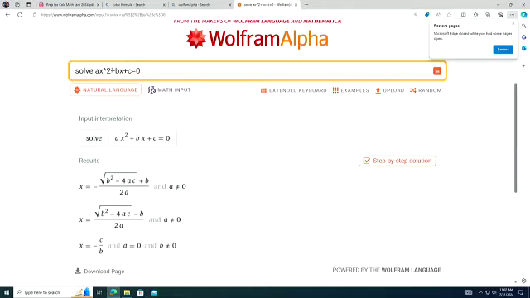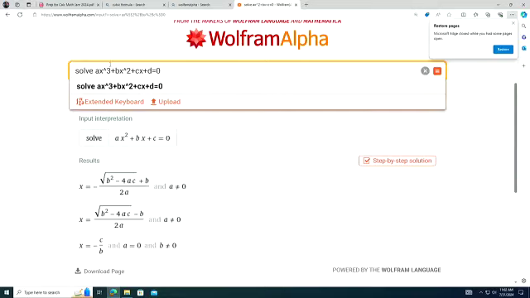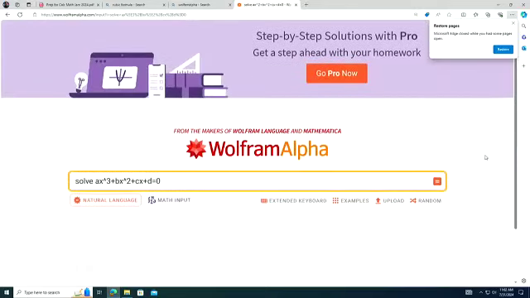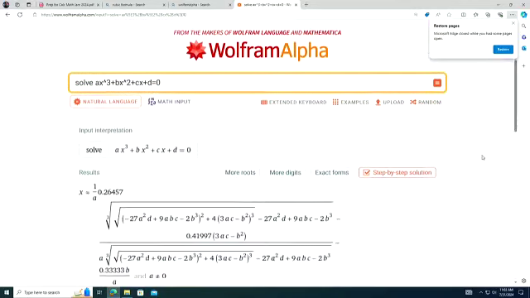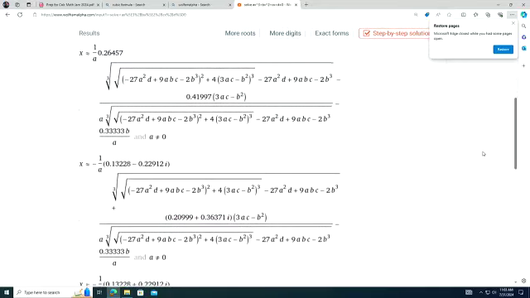You ready for it? So AX cubed plus BX squared plus CX plus D. Right, so there's a general cubic, there is a cubic formula and it does work. And there it is, baby, 3 answers.